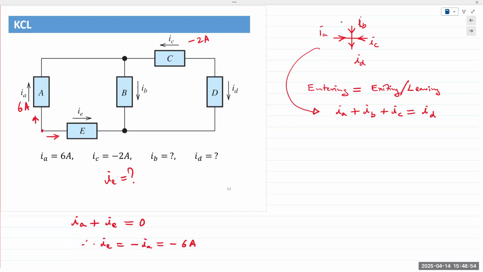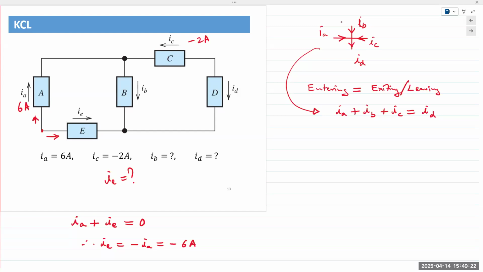They are flowing in the opposite direction, but KCL still applies. The sum of all the currents must equal 0. So we have all currents leaving the node. There's no current entering the node as the direction is given to us. So no currents entering, meaning it's equal to 0. Both currents leaving, so IA plus IE equals 0.